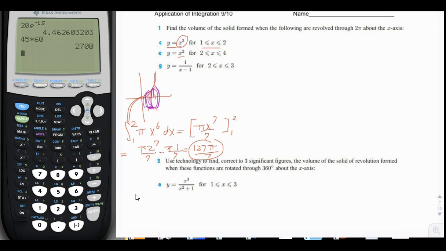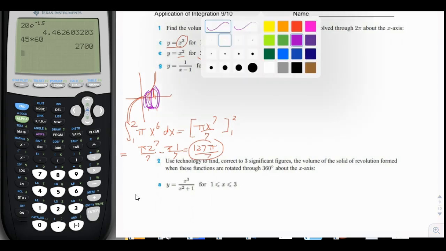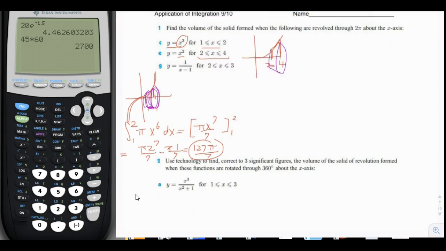What about E? E is x squared, and we're going to evaluate it from 2 to 4. So that would look kind of like this, from 2 to 4. And it looks very similar to the last one we did. So when we rotate it, it's also the same kind of shape. And the integral looks the same too, except we're going from 2 to 4 now.